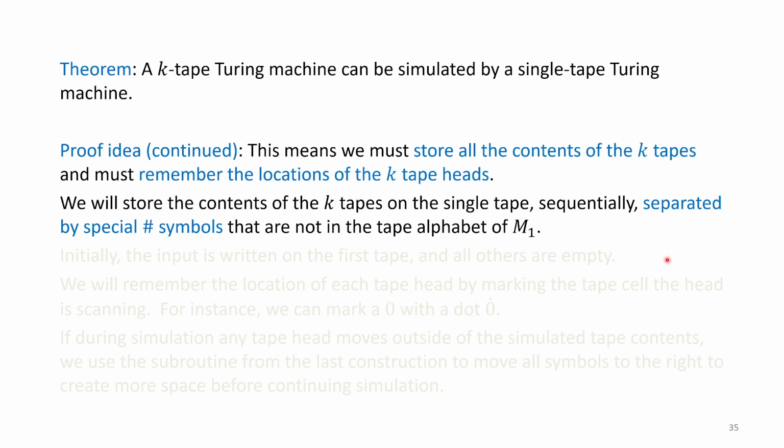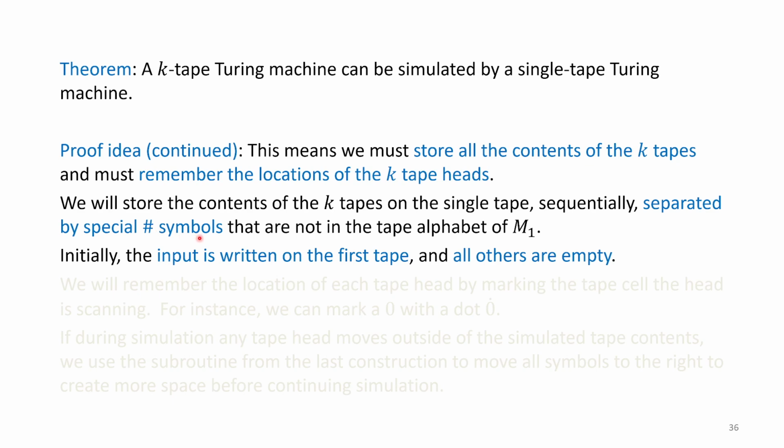So the first thing we're going to have to do is separate our tape contents in some way. Once again, let's pull our hash symbol out, or some other special symbol if that's already in our alphabet. And we're going to use that symbol to separate our K tapes into different sections of our one single tape. Now we'll assume we're using our standard K-tape model, where initially the input is written on the first tape and all of our other tapes are empty. So what does that really mean?